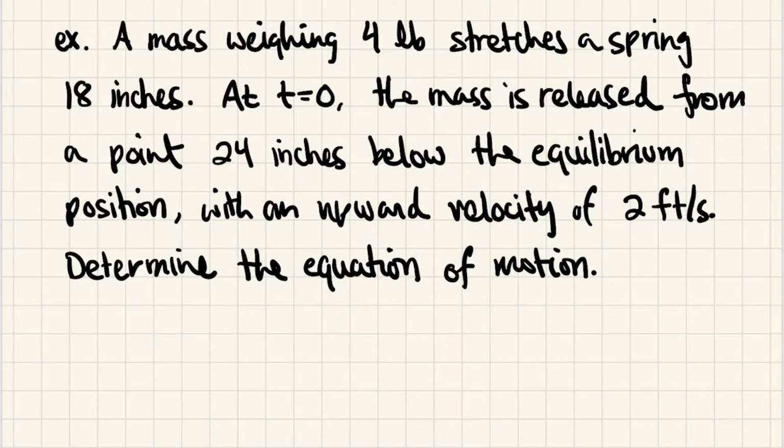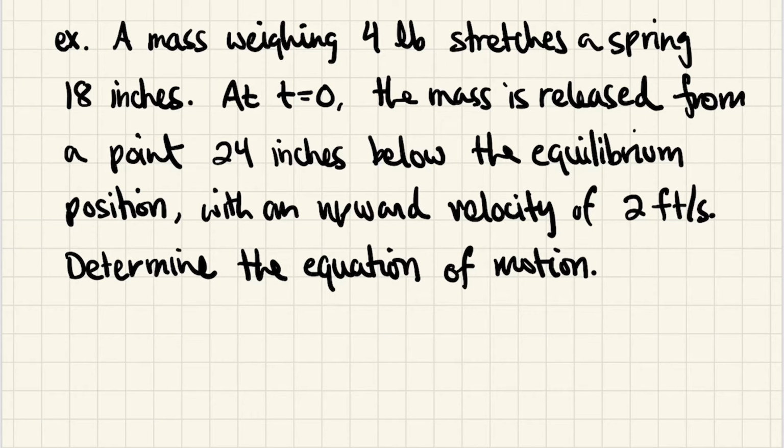In this problem, we're given some information and asked to solve for some things. Specifically, this mass weighing 4 pounds stretches a spring 18 inches. So they're talking about the equilibrium position for that particular mass. The rest of this describes the actual situation where we've pulled the mass down a couple of feet and then not only let go, but gave it a little bit of an upward velocity of 2 feet per second. And of course, this thing is going to go up and down. And like the scientists we are, we want to know the equation of motion.